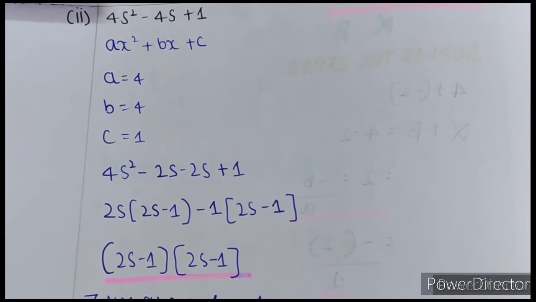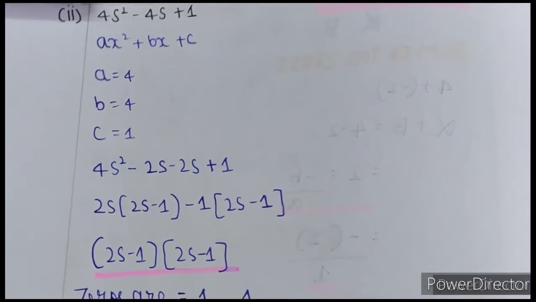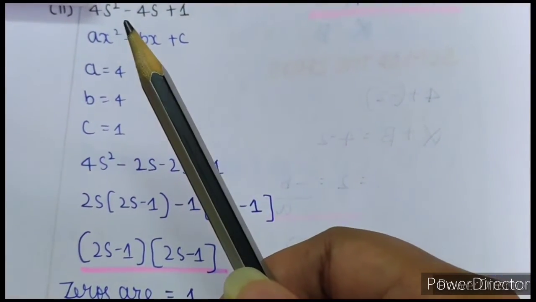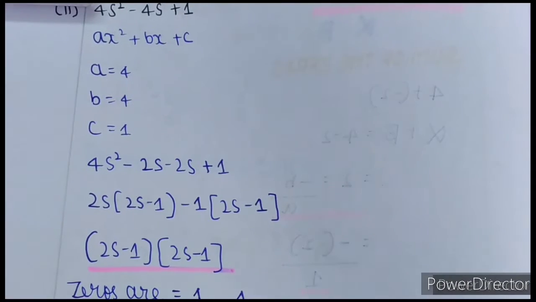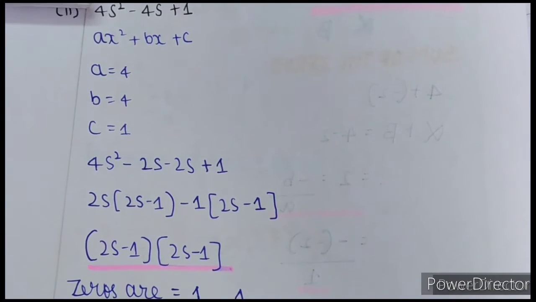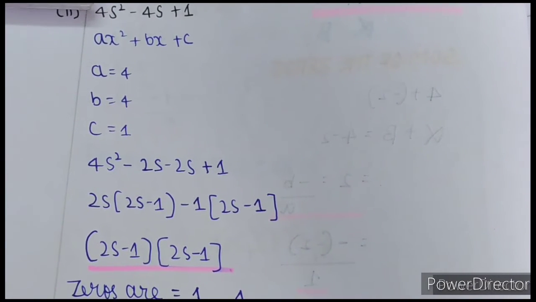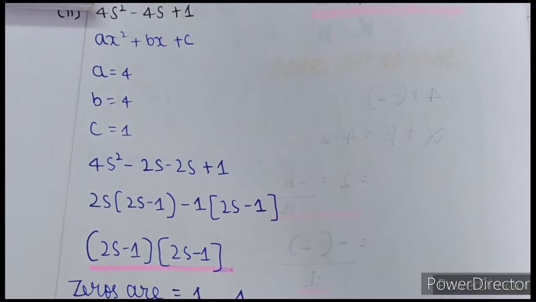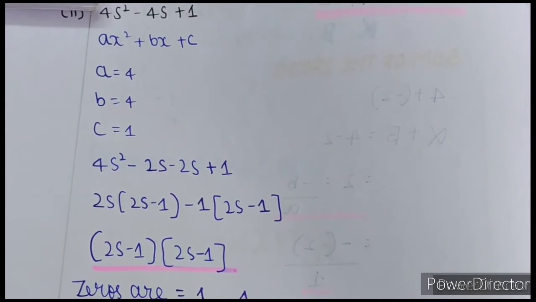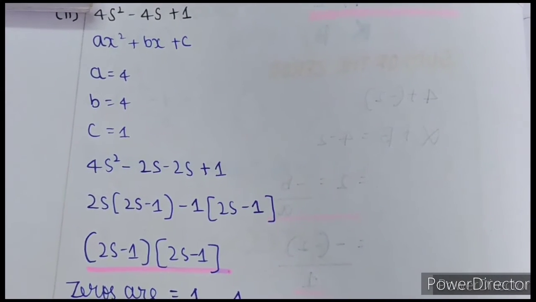The second subdivision of the first question of exercise 2.2 is 4s square minus 4s plus 1. You may be confused why this s is coming, and usually we use x and y. There is no need to get confused. It can be any alphabet, but the way to solve this question is the same.